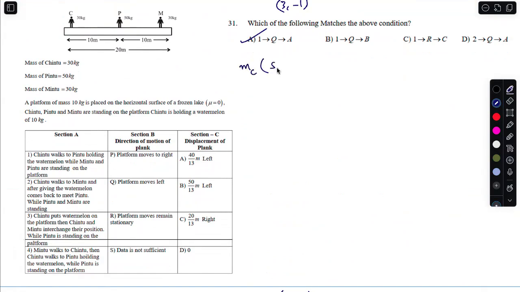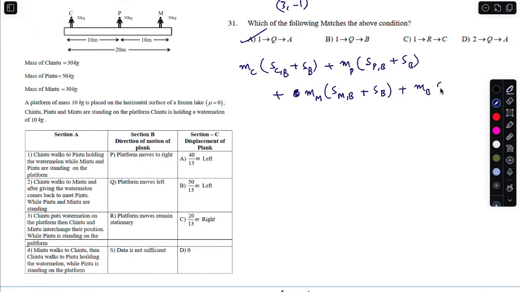M_C times displacement of C with respect to the plank, plus displacement of the plank. For the plank we will use something else, and for the boat we will use the boat. M_P times displacement of P with respect to the boat, plus displacement of the boat, plus capital M times displacement of M with respect to the boat, plus displacement of the boat, plus M_boat times displacement of the boat, is equal to 0. So from this, you will get one thing.